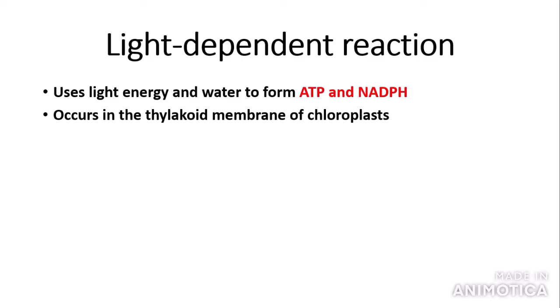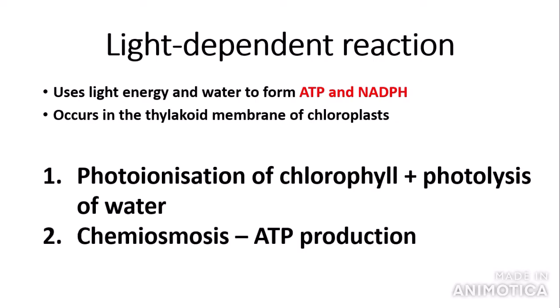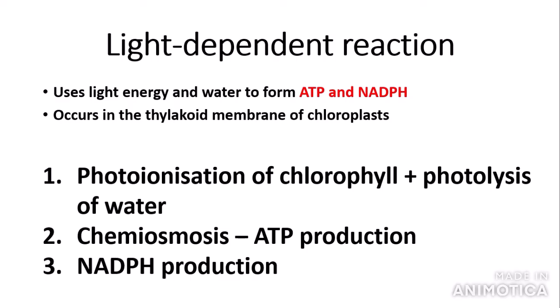If you're not familiar with the parts of the chloroplast or the chloroplast as a whole, please go check out my video on the structure of eukaryotic and prokaryotic cells. So the first stage in the light-dependent reaction is the photoionisation of chlorophyll and the photolysis of water. Then we have the chemiosmosis process, or the electron transport chain, to produce ATP. And then we have NADPH production.